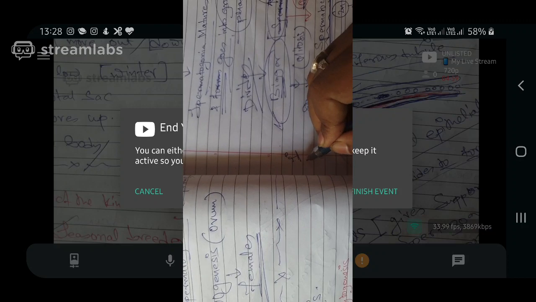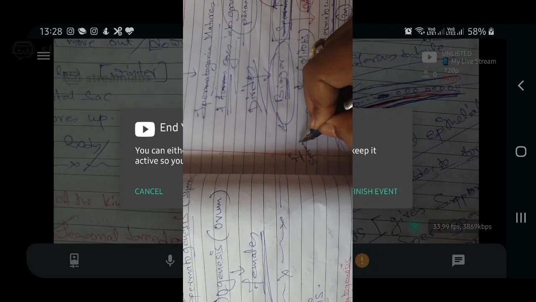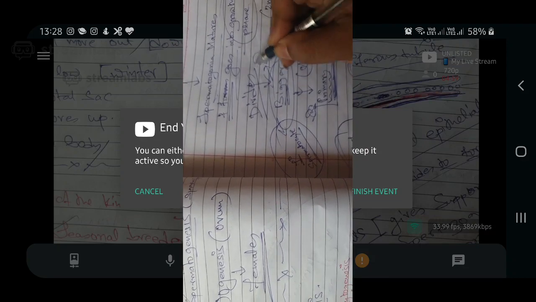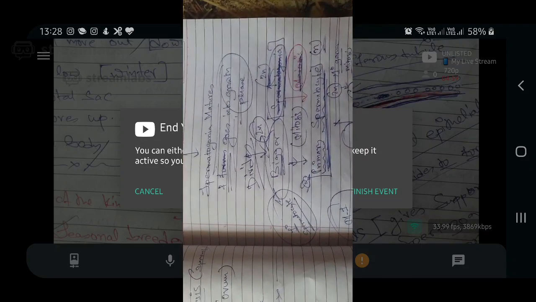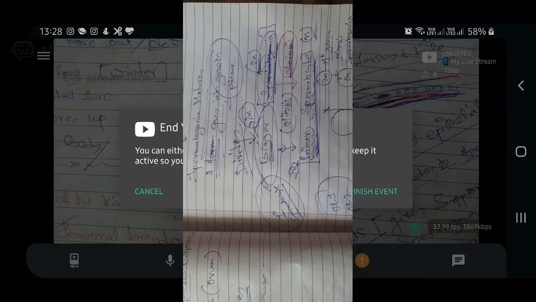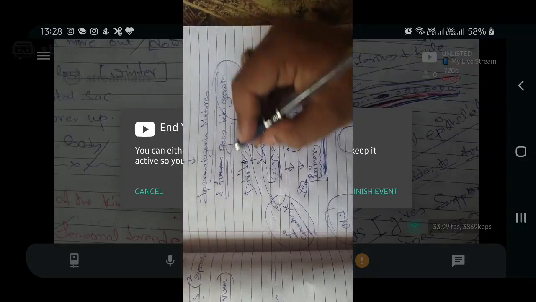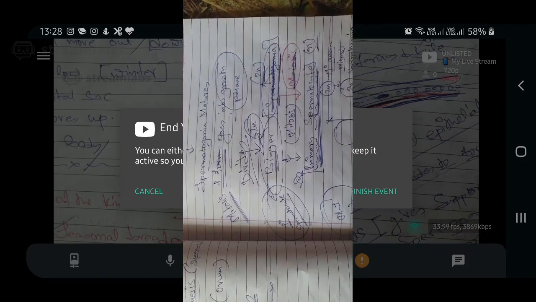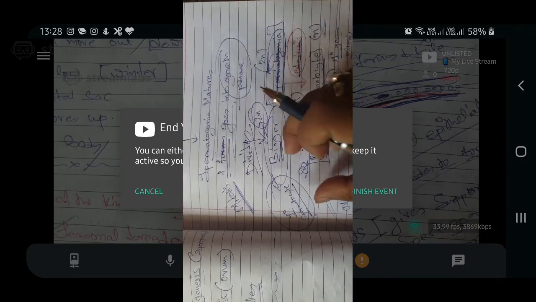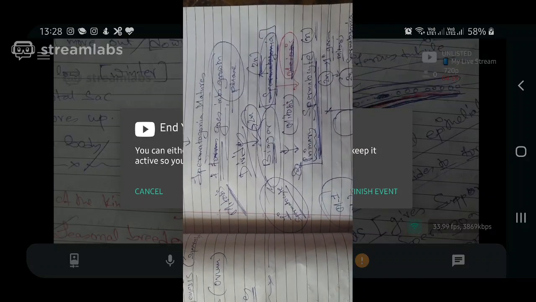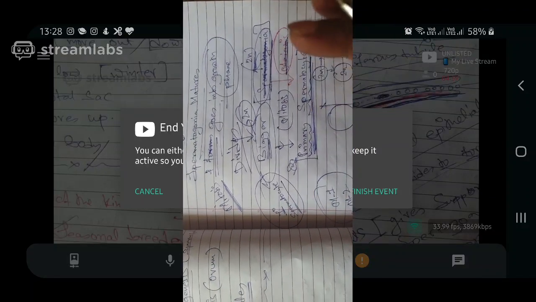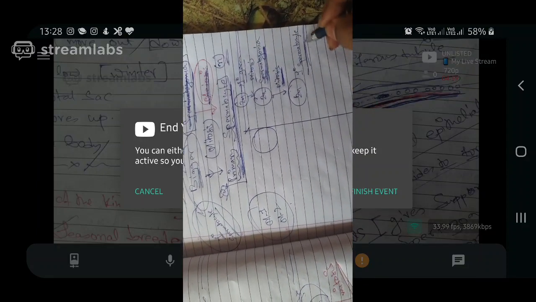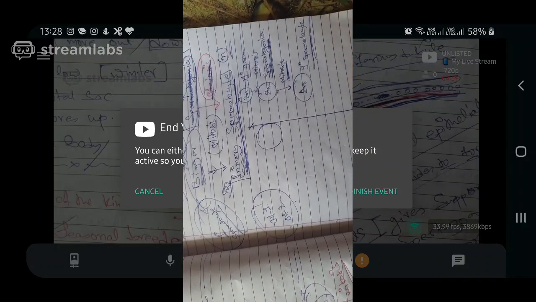This is the primary spermatocyte, which is the bigger one, and it is also 2n in number only. The spermatogonia divides continuously by the process of mitosis and gives rise to primary spermatocyte. Now, the primary spermatocyte is diploid in number.